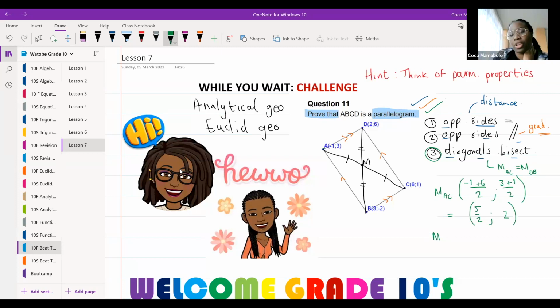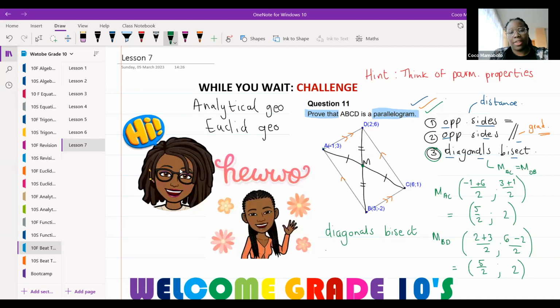Now, if I look for the midpoint of BD, I'm going to get 2 plus 3 over 2, and on the other side, I'm going to get 6 plus -2 over 2, and that indeed also gives me 5 over 2, and 2. 6 minus 2 is 4, and divided by 2 is 2. So because both of them have the same midpoint, that tells me that my diagonals bisect. Therefore, I can say ABCD is a parallelogram.